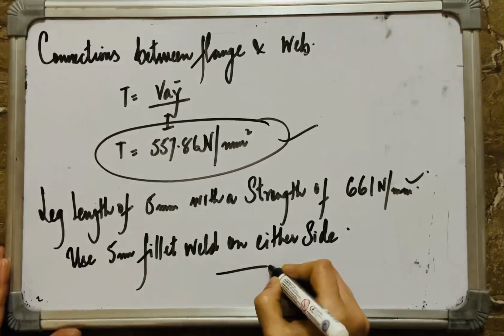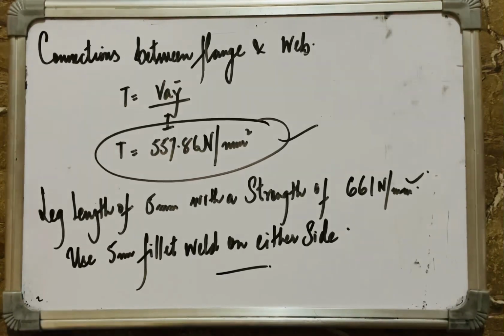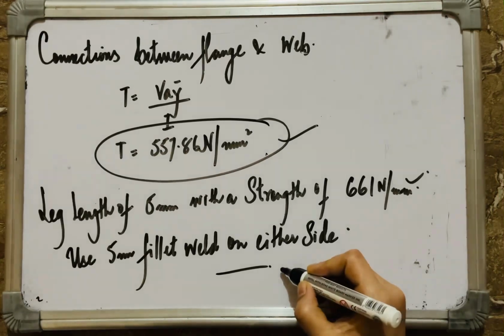All right. So that's how we designed the connection between the flange and the web. We designed it by using a fillet weld of 5 mm leg length, which will have a strength of 661 Newton per mm. All right. And this fillet weld of 5 mm leg length is good enough to resist the shear force that is coming on the junction of the flange and web in this girder.